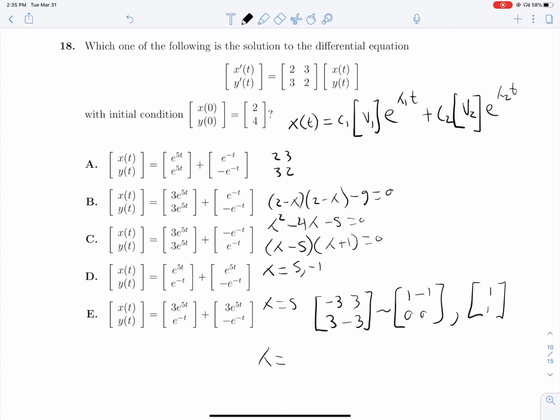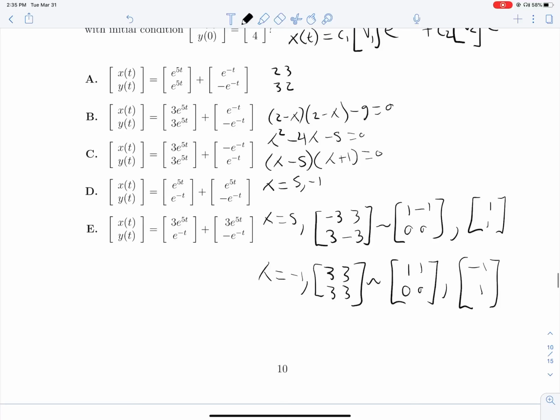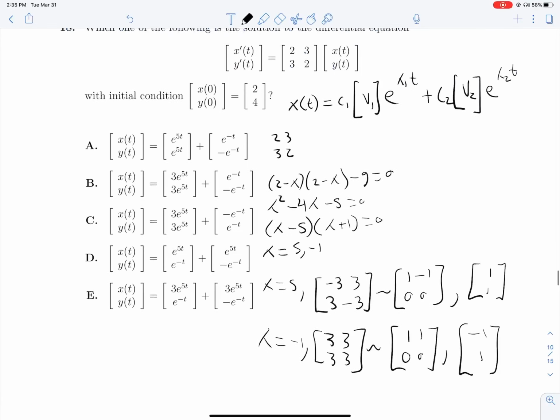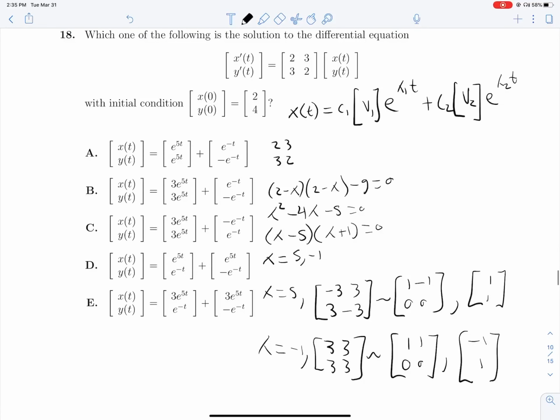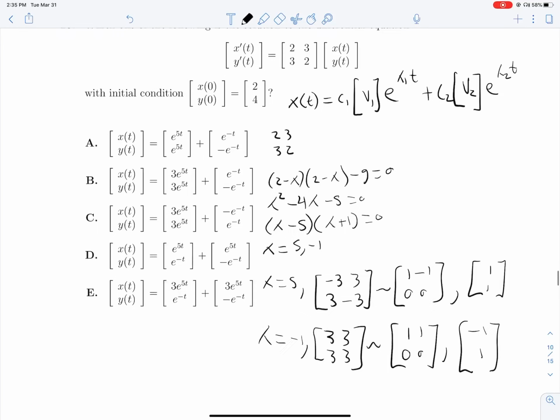If lambda is equal to negative 1, we will have 3, 3, 3, 3 as our matrix A, which simplifies down to 1, 1, 0, 0, giving us the vector negative 1, 1. And so we can already put together a lot of our solution x of t. And in fact, we're ready to solve for our initial condition.